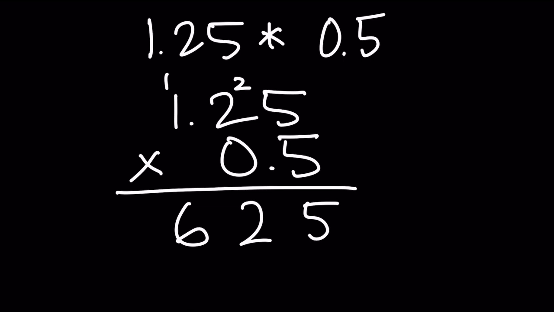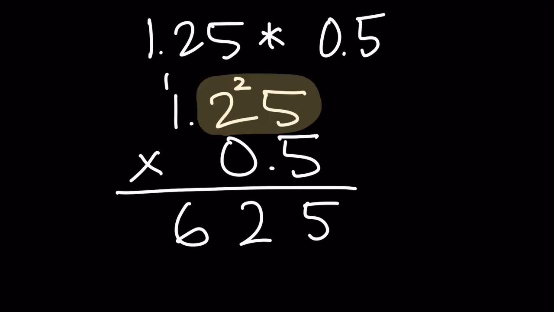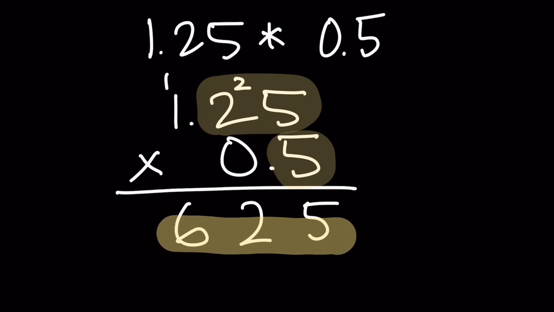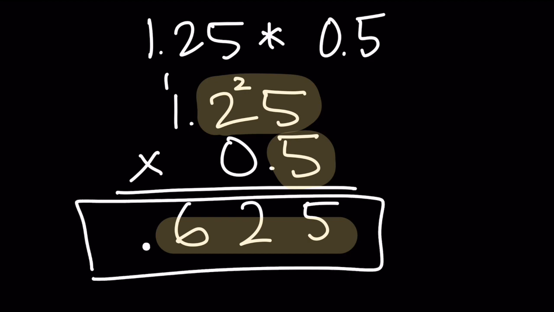Then we count how many decimal places each number has. 1.25 has 2 digits after the decimal place, and 0.5 has 1 digit after the decimal place. So we need to count 3 digits. 1, 2, 3. So the decimal place is going to go in front of the 6. So the answer is 0.625.